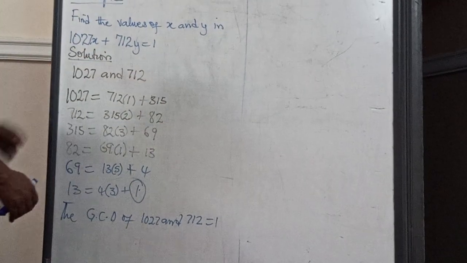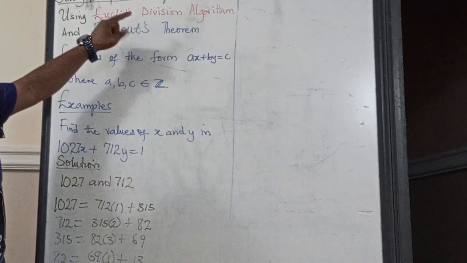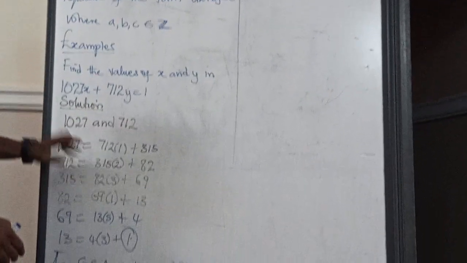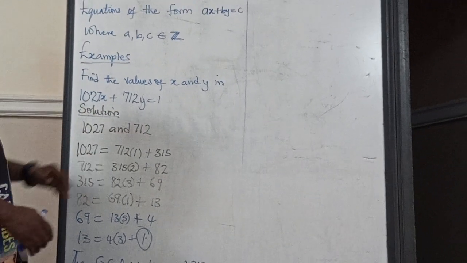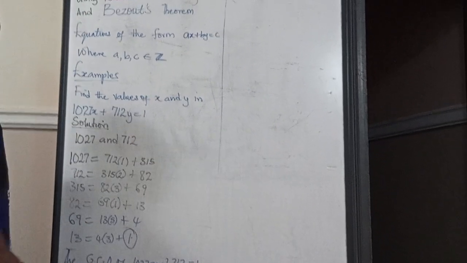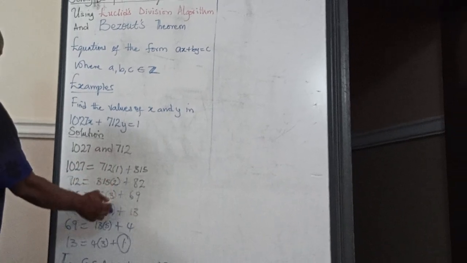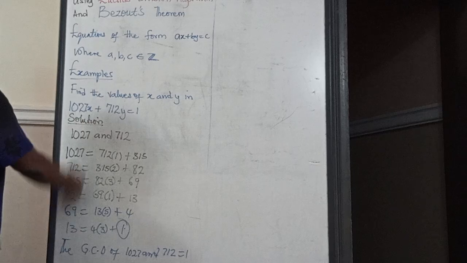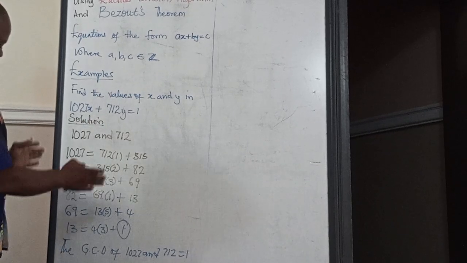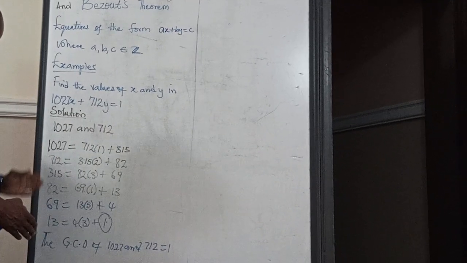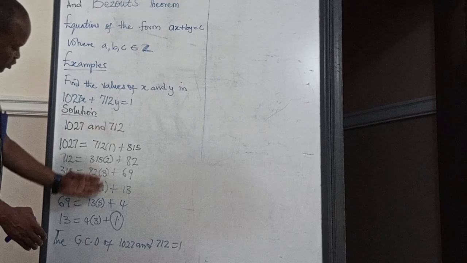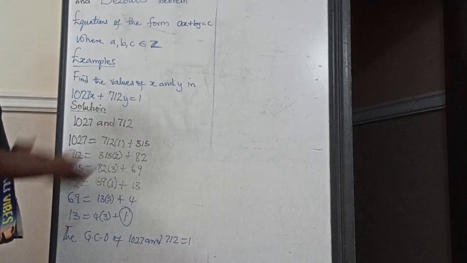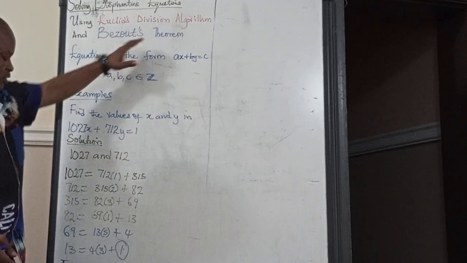That is how we apply Euclid's division algorithm, because we keep on dividing the bigger numbers by the smaller numbers in order to have the remainders. You can see these ones in brackets are called quotients, and these are the numbers we divided. So at this point, these are the dividends, the divisors, the quotients, and the remainders. Let's go into Bezout's theorem.